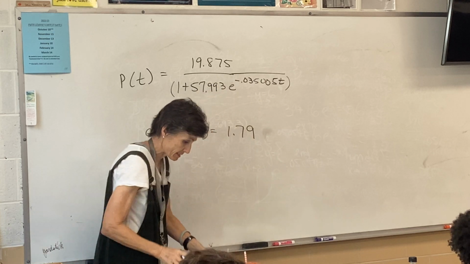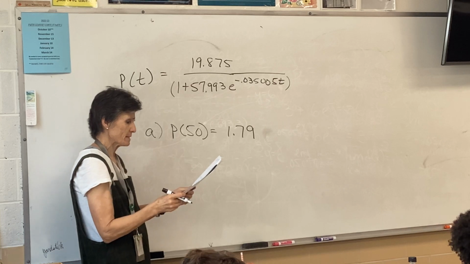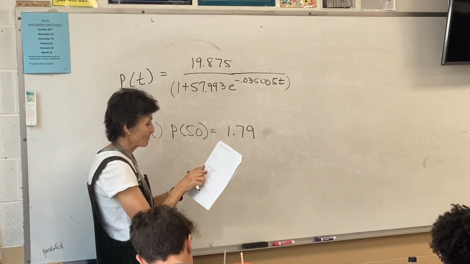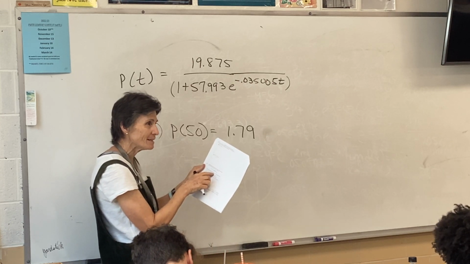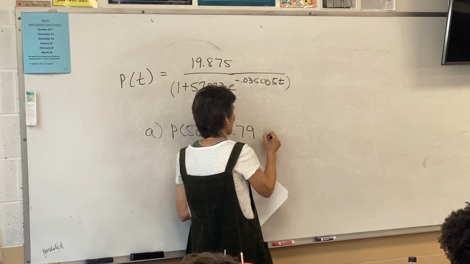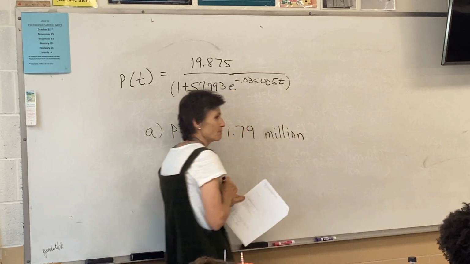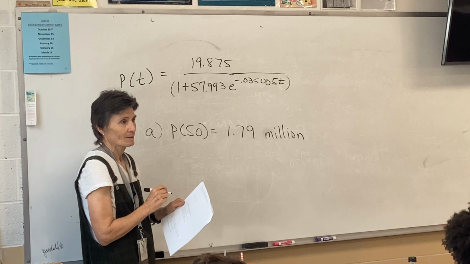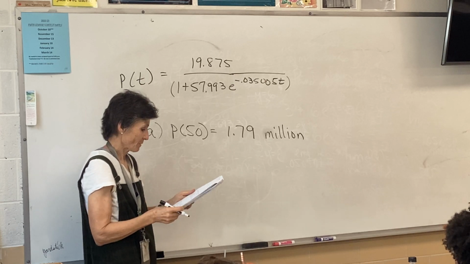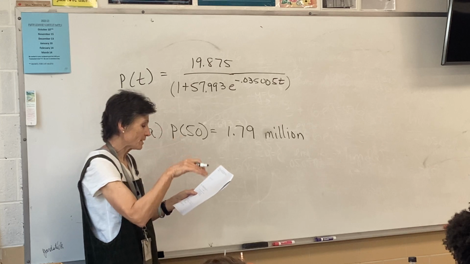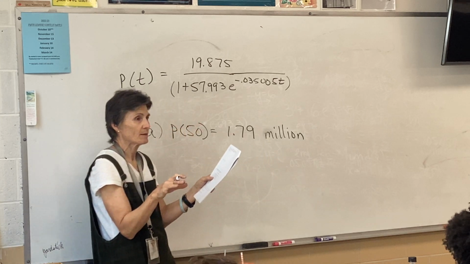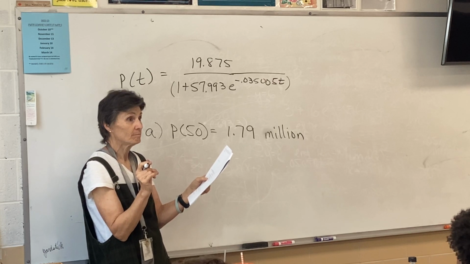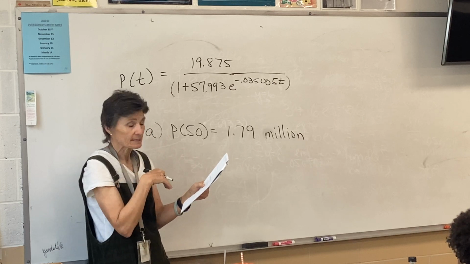Our answer is 1.79 millions. Did you notice? P is the population in millions. So this is 1.79 million. Is that all right with everybody? All right, we're not going to do B. B is going to be the same thing, right? Except what are we going to plug in? 210, right? Same exact thing.